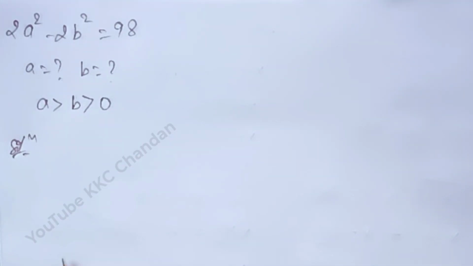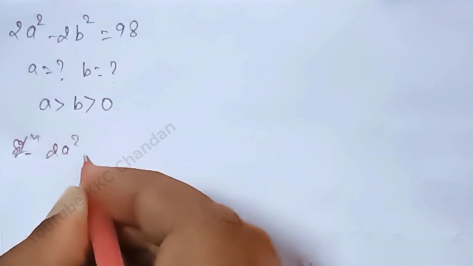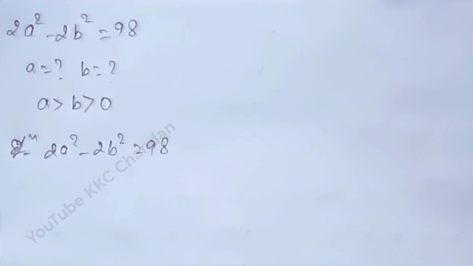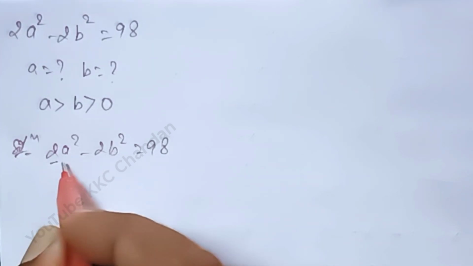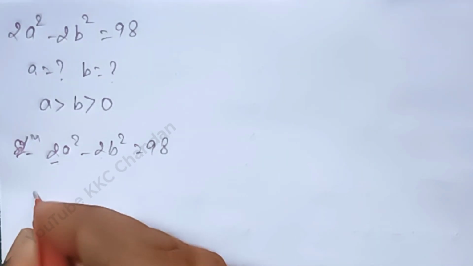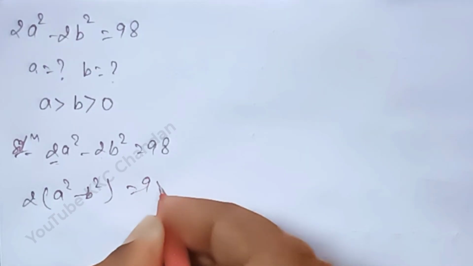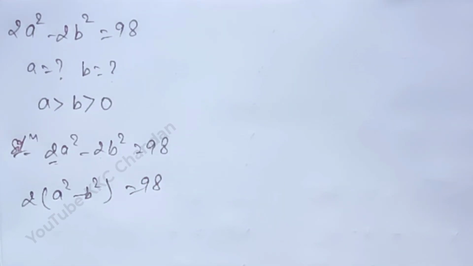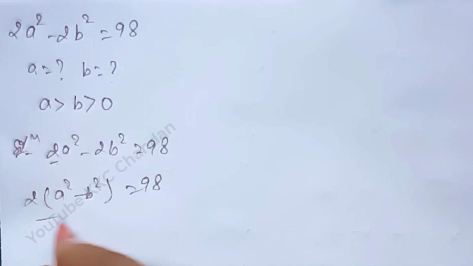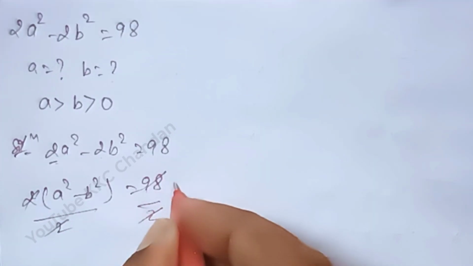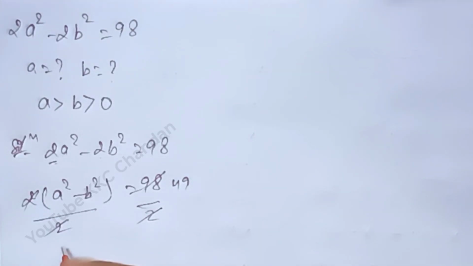First of all, according to the question, 2a square minus 2b square is equal to 98. Take common 2: 2 times bracket a square minus b square bracket close is equal to 98. After that, both sides divided by 2. The 2 cancels, and 98 divided by 2 is 49. Left with a square minus b square is equal to 49.